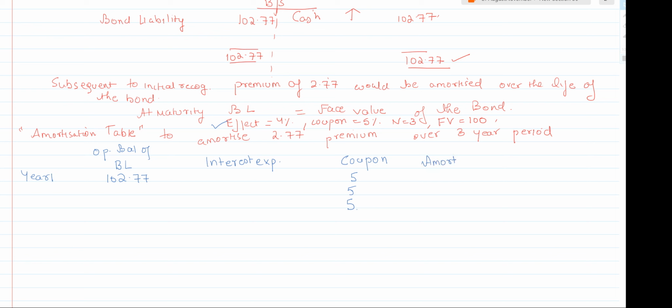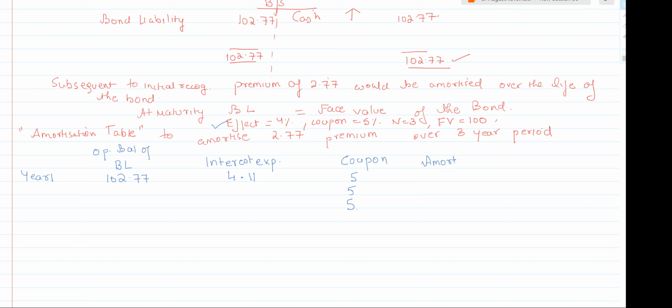The 4.11, right? My effective interest rate is 4%. My bond liability is 102.77. So the interest expense that would be booked in the income statement every year would be 102.77 into 4%, which is 4.11, right? My coupon payment every year would be 5, right? And guys, the amortization of bond liability would be 5 minus 4.11.